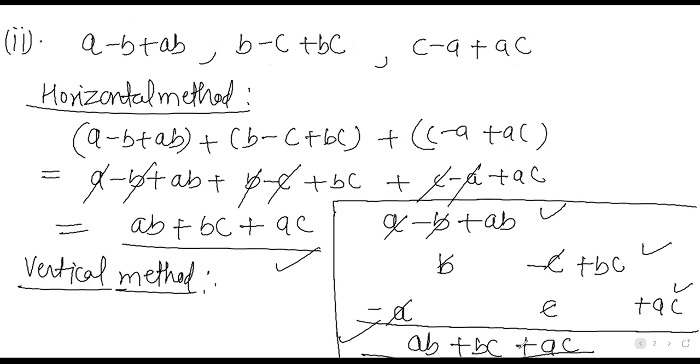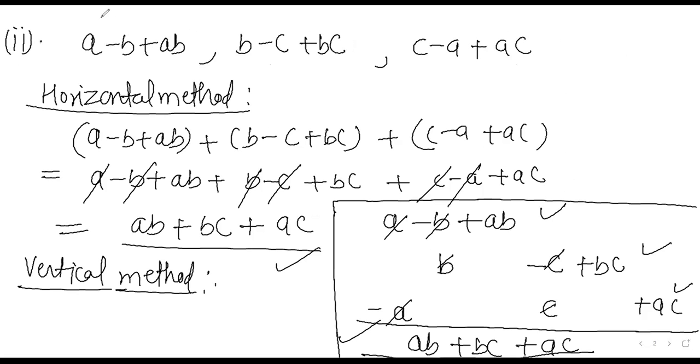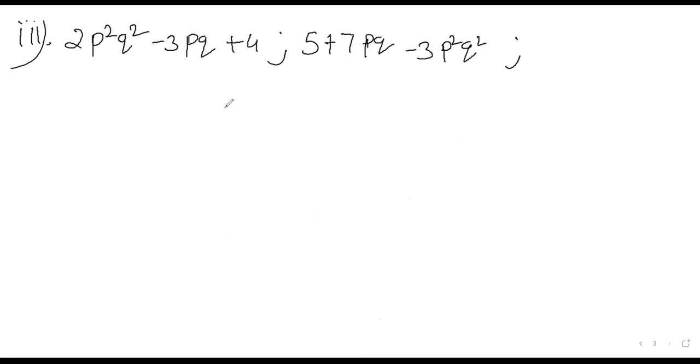If we are talking about types of polynomial, this one is binomial. This one is also binomial. Okay, this one is trinomial, because there will be 3 terms. And this one is also trinomial because there will be 3 terms. So let us add them with the horizontal method.